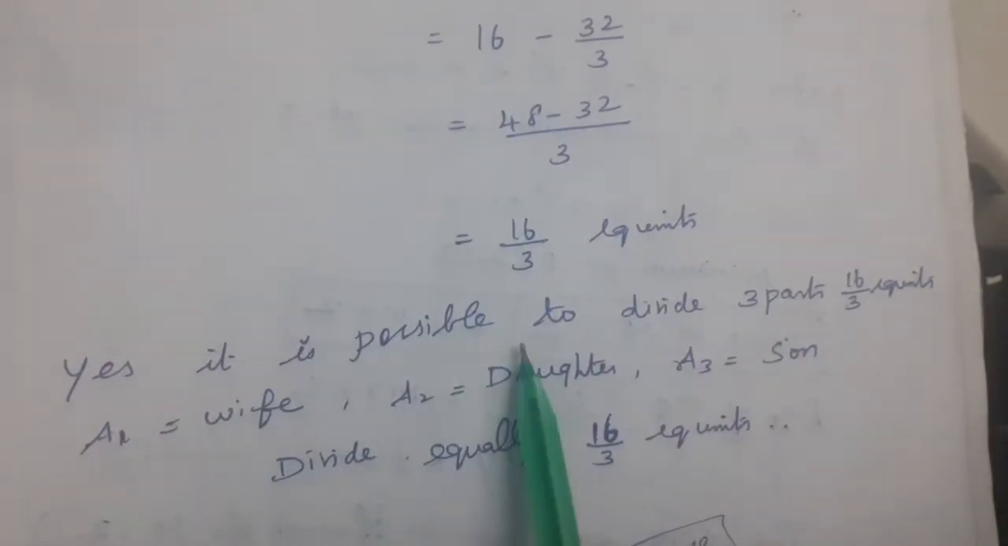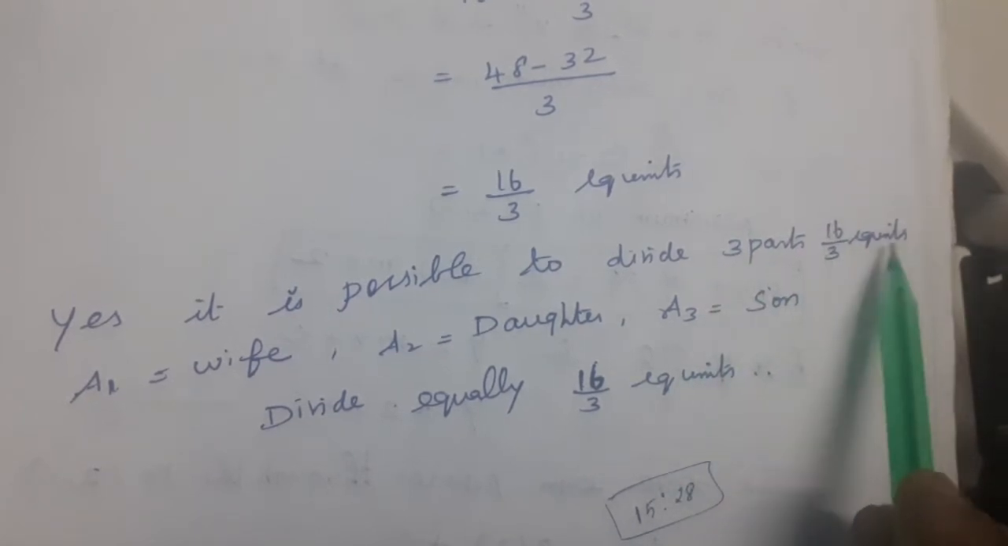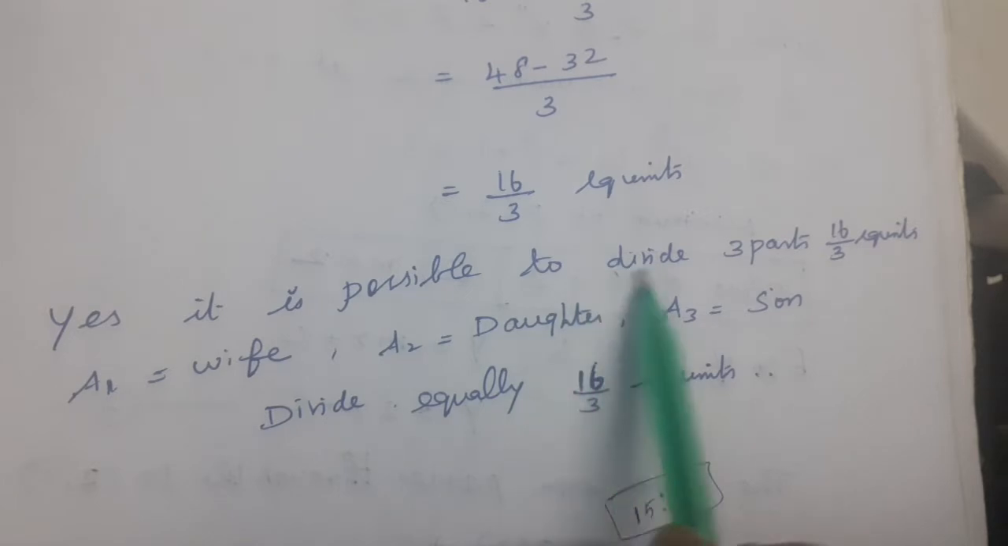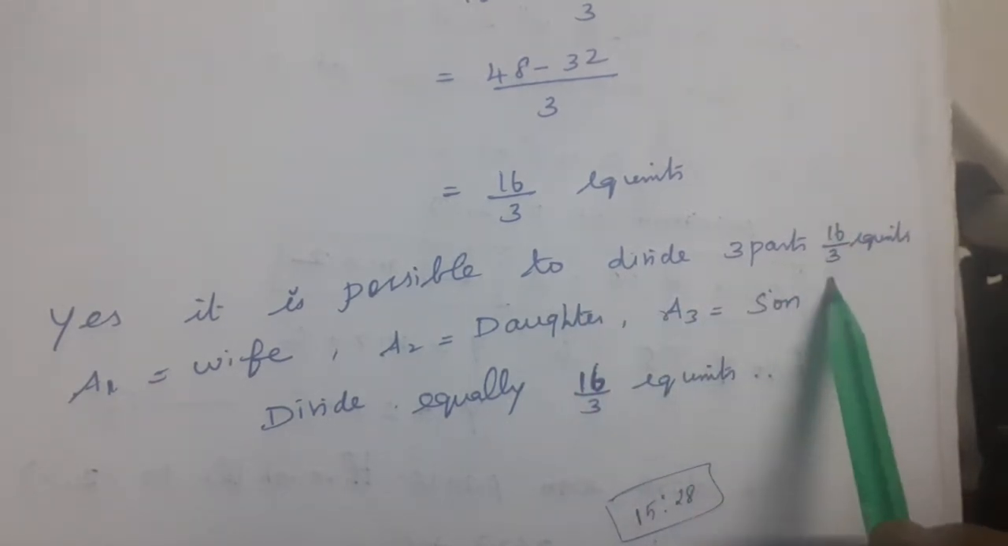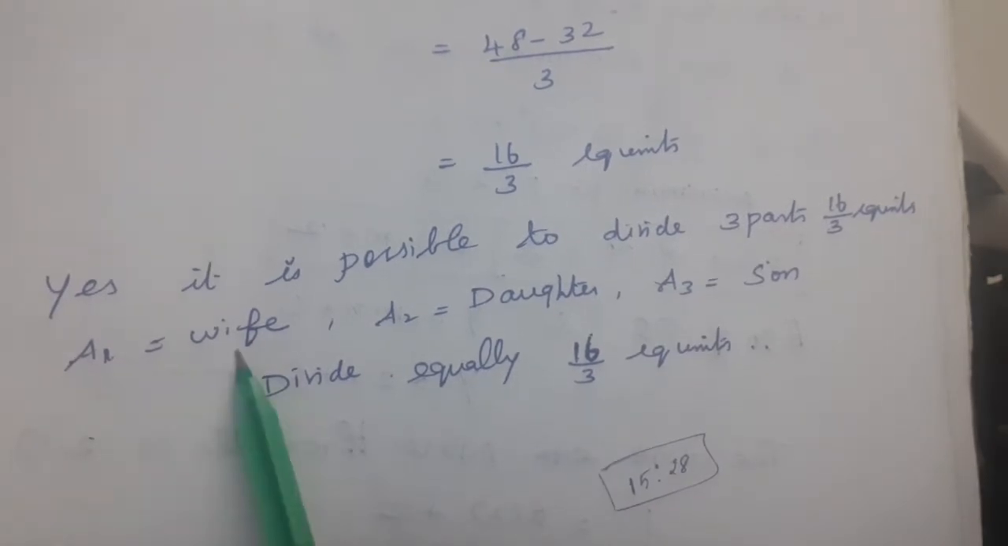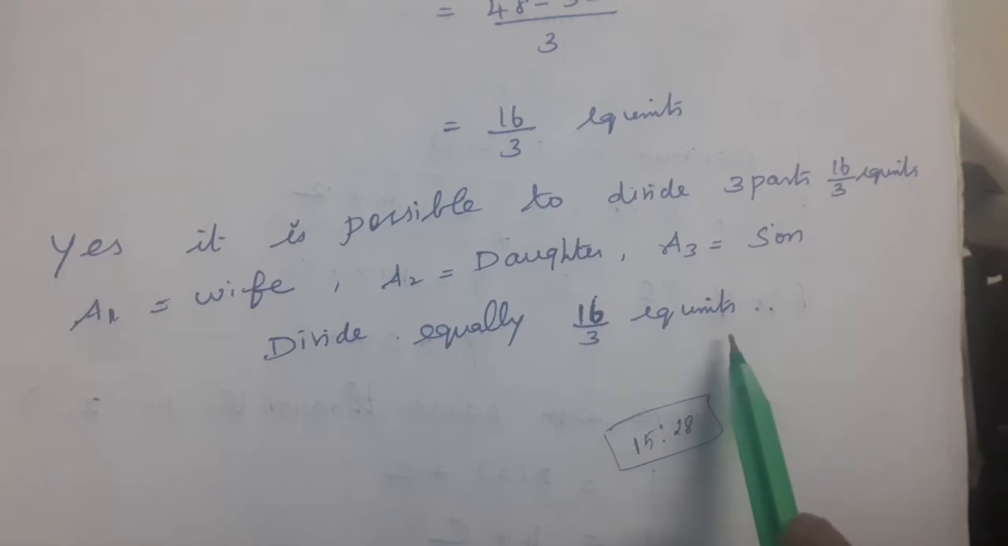Therefore, yes, it is possible to divide it into 3 parts. Each of the 3 parts of the region is 16 by 3 square unit. So we are able to divide it into 3 equal parts, each 16 by 3 square unit. Therefore, A1 wife, A2 daughter, A3 son, divided equally, 16 by 3 square units each.